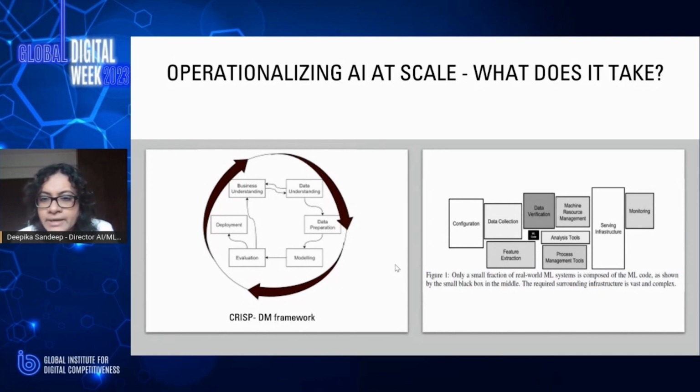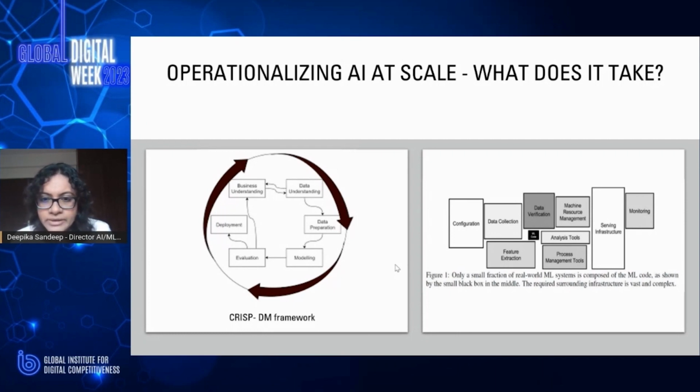So on the right hand side, you see a diagram which depicts what it takes in order to scale AI systems in the real world. Right. If you look at the picture, there is one small little box in black which says ML code. It's the smallest box. Which is to say that the underlying model is just one part of the AI system, although that is the core. But the surrounding infrastructure is very complex, and it is absolutely necessary for the success of any AI system.